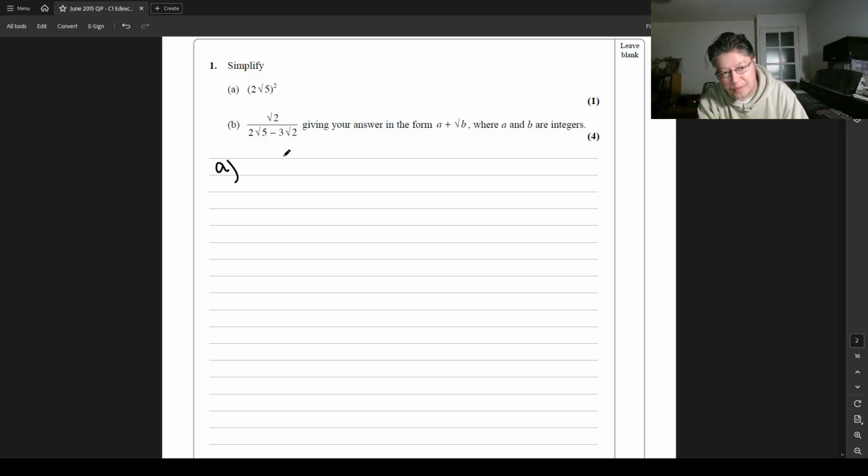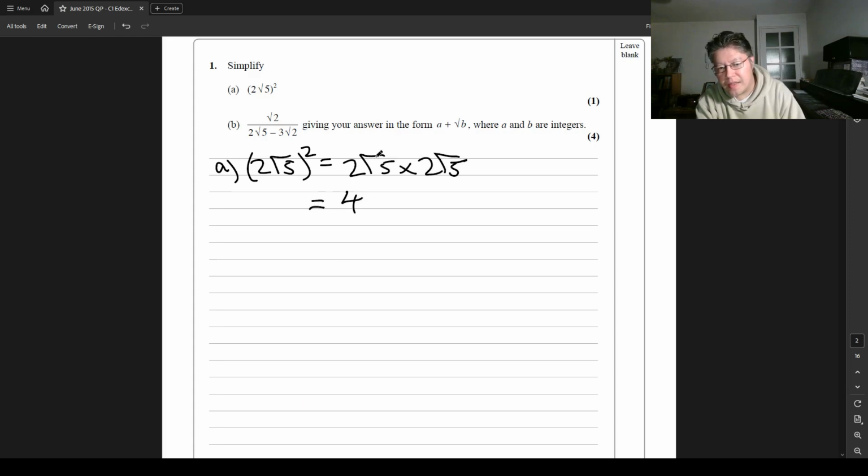So part A, (2 root 5) all squared is the same as 2 root 5 times 2 root 5. If we do that, 2 times 2 is 4, and then root 5 times root 5 will be root 25. Then we can simplify that. We get 4 times root 25, which is 5. And finally that becomes 20.